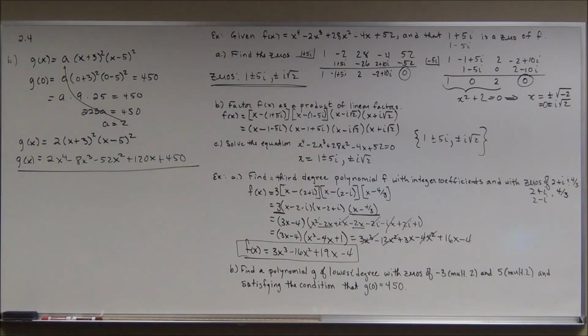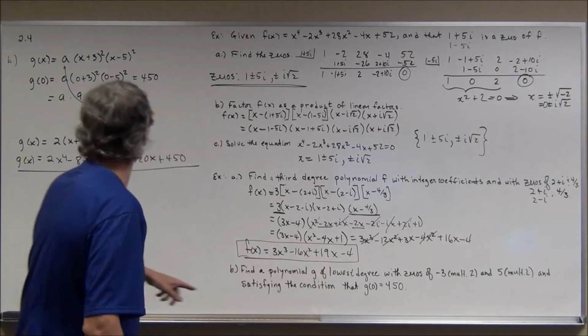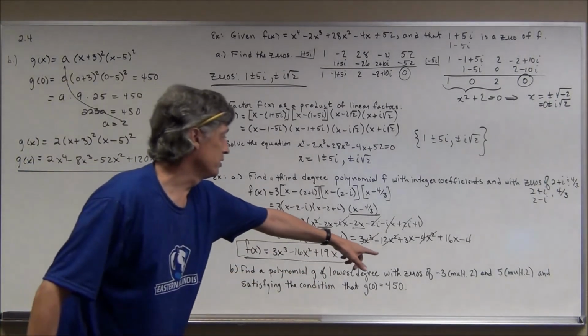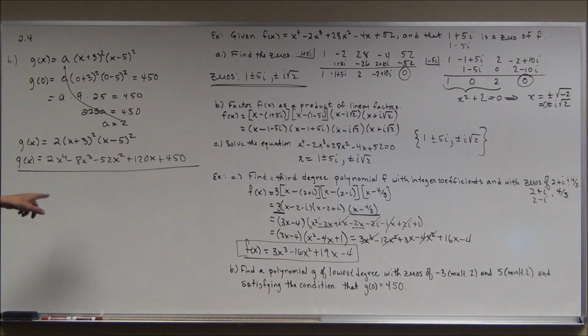The third degree polynomial with integral coefficients. Oh, excuse me, wrong one. The polynomial g of lowest degree with zeros of negative 3 and 5, both with multiplicity 2, satisfying the condition g of 0 equals 450. You can see the lowest degree in this case, because we had 4 zeros, is degree 4.